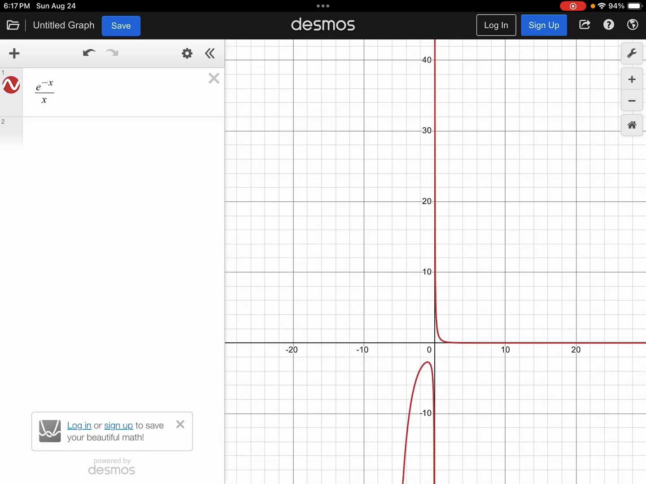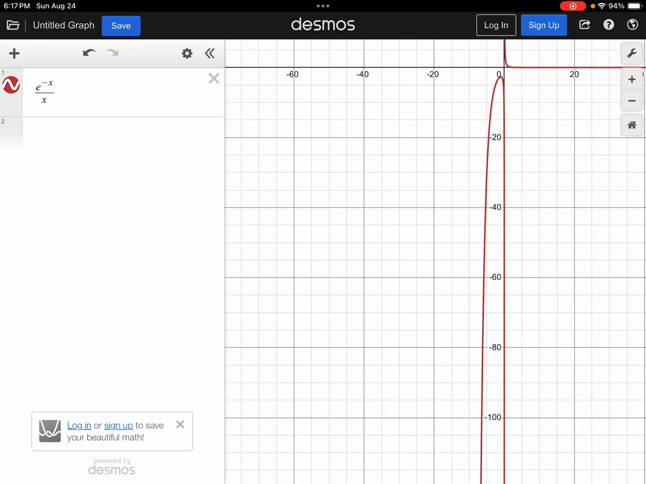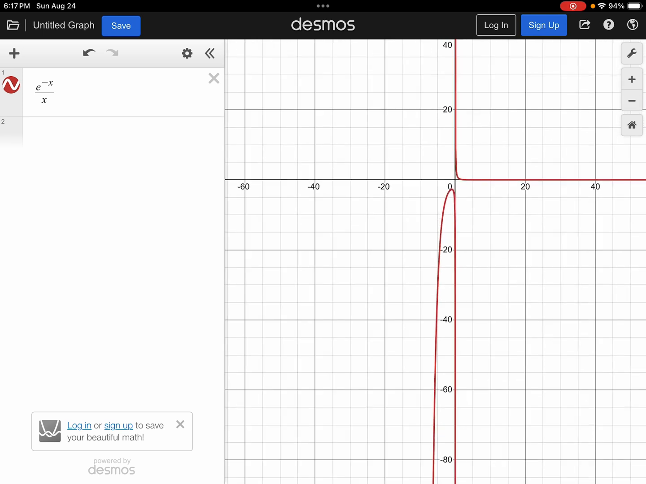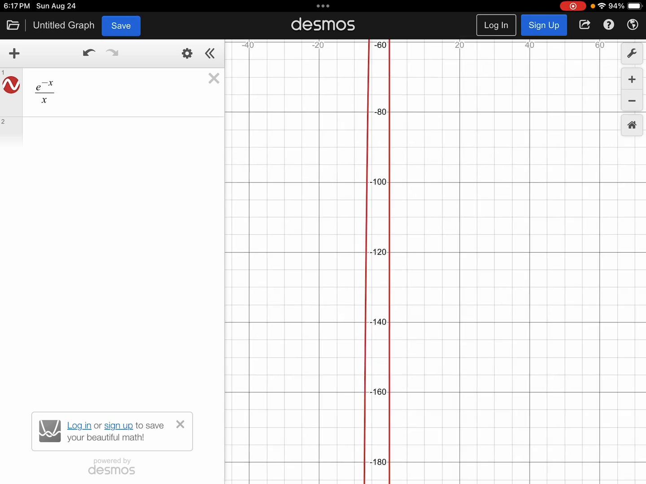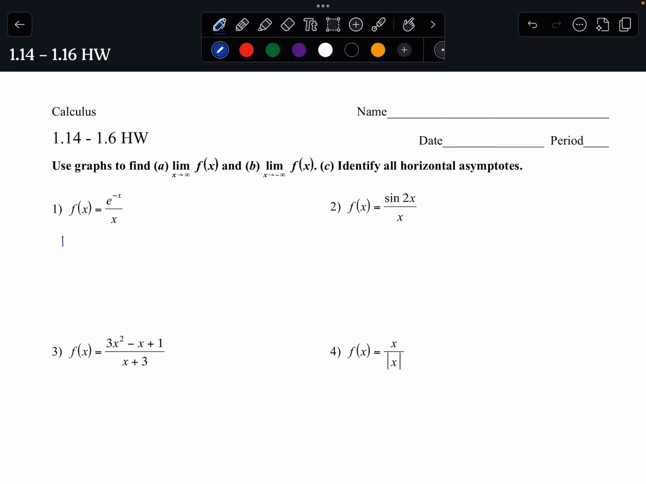So at positive infinity, it's going to be 0. At negative infinity, it appears that it's going to be negative infinity. So as you go to the left side of the graph, it looks like the function is just getting more and more negative. So that's what I would put for these evaluations. The limit as x approaches positive infinity of f of x, I would say that's equal to 0. And the limit as x approaches negative infinity of f of x, I would say that's equal to negative infinity. Okay.